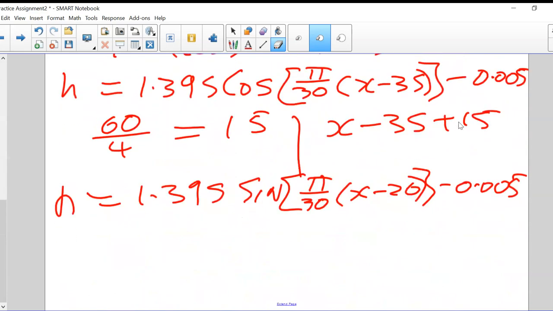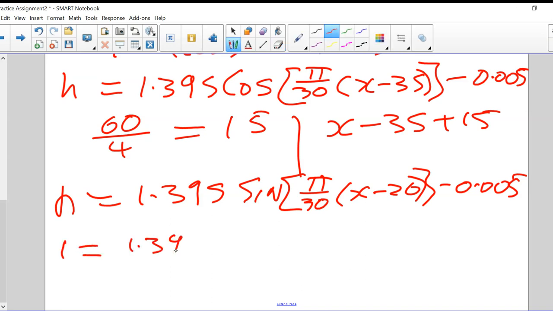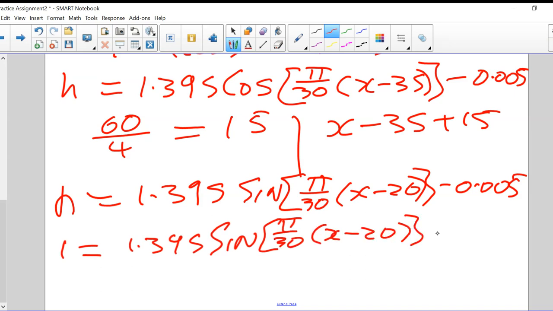So where do I put the 1? Where do we expect to put the 1, folks? Help me out here. Did I put it in for the x, or the h is equal to 1? Correct. Okay. So 1 is equal to 1.395 sine, we've been told sine is a better choice, of pi over 30, x minus 20, minus 0.005.